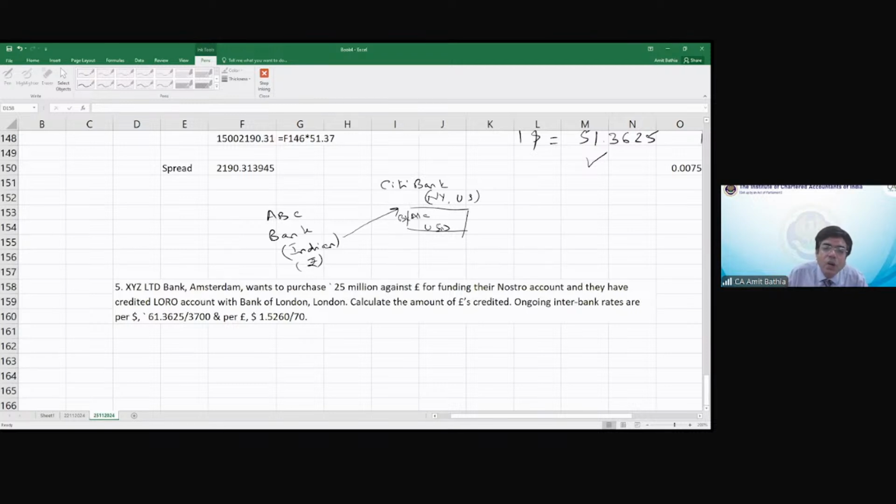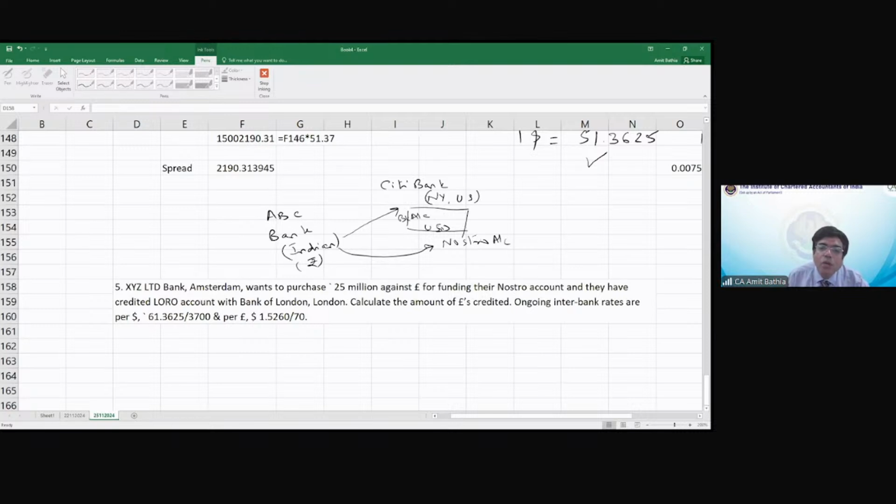Now, this account, which is opened with Citibank, is known as Nostro. Nostro account, right? So for ABC Bank, this is called their Nostro account. Are you with me? For ABC Bank, this is called the Nostro account. So it is basically nothing but my account in your bank, right? My account in your bank. So I have opened a Nostro account over here.